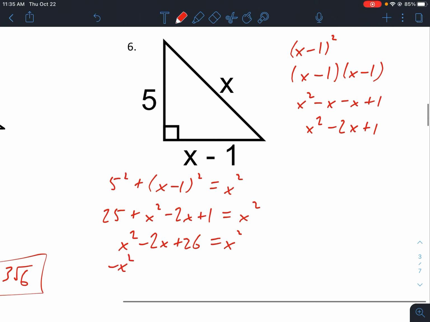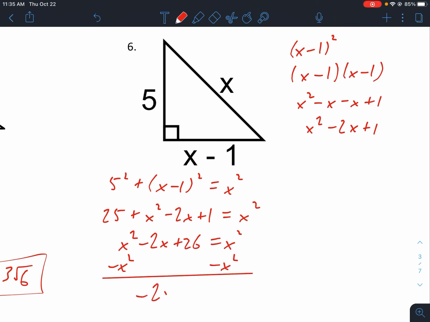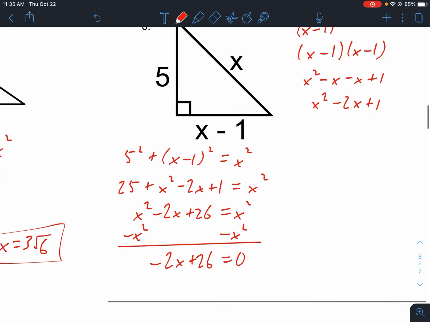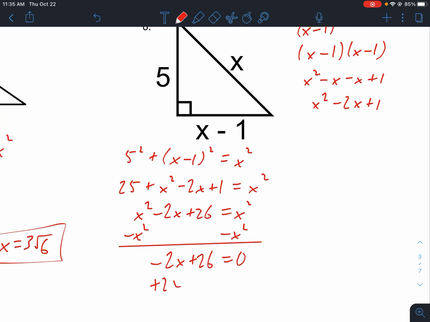Now if I subtract x squared from both sides, guess what? They're going to cancel out. And that leaves me with negative 2x plus 26 equals 0. Add the 2x to both sides. I get 26 equals 2x. Divide by 2, x equals 13.